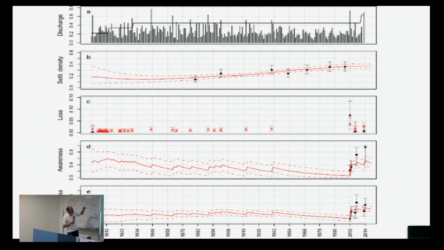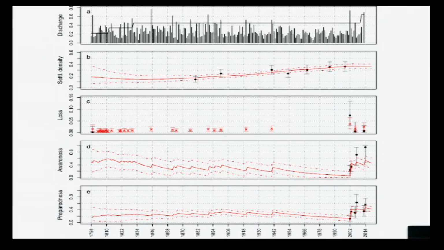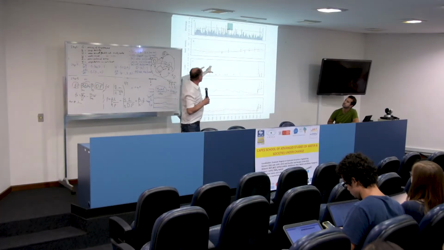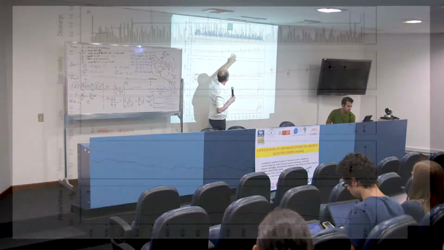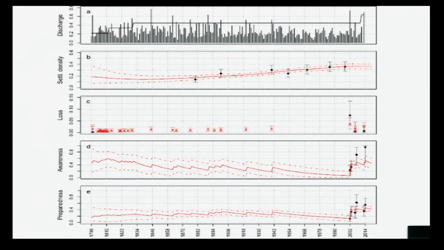Then the other panels are already the outputs of the model. The red is simulated by the model, and black is the data. The entire thing starts in 1789 and goes until 2020. And the data points we have are settlement density. So how many people live in the floodplains? And we have data points, which are the black points here, not for the entire period, because we just didn't have data all the time.